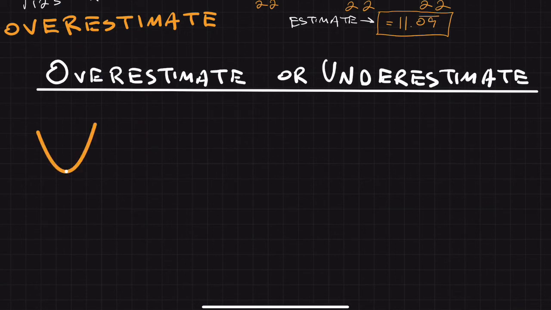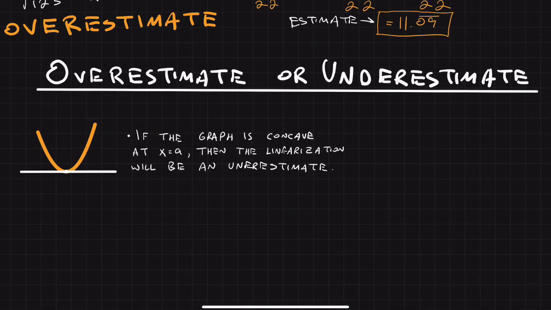If our graph is concave at x equals a, then the tangent line will exist below the graph in that immediate area. If the graph is concave at x equals a, then the linearization will be an underestimate. How do we know that a graph is concave? We know by looking at the second derivative. If f double prime of a is greater than 0, that means that the graph is concave at a. And what we mean specifically by underestimate is that the estimated y value is less than the actual y value.